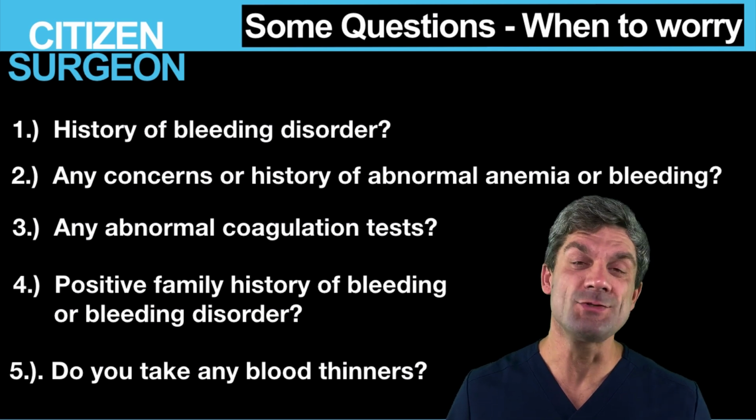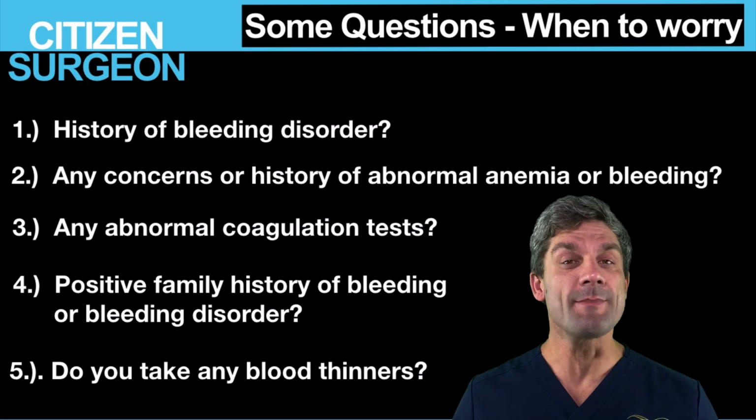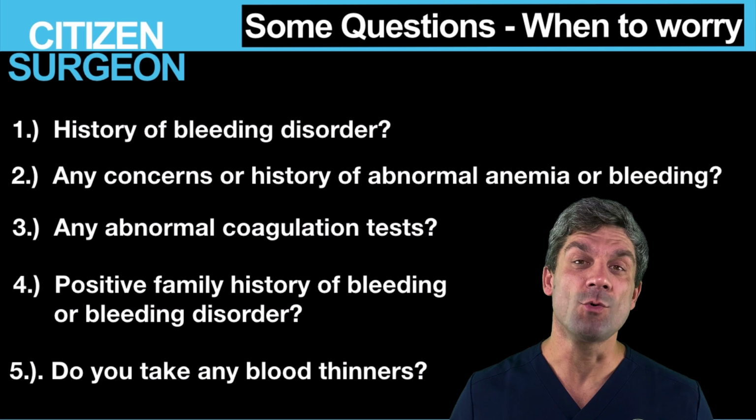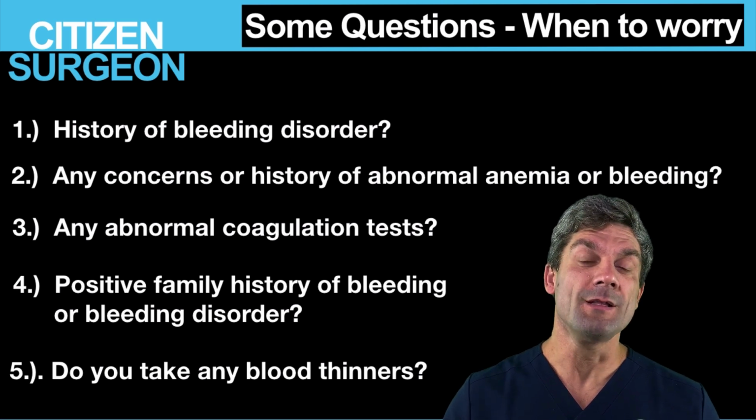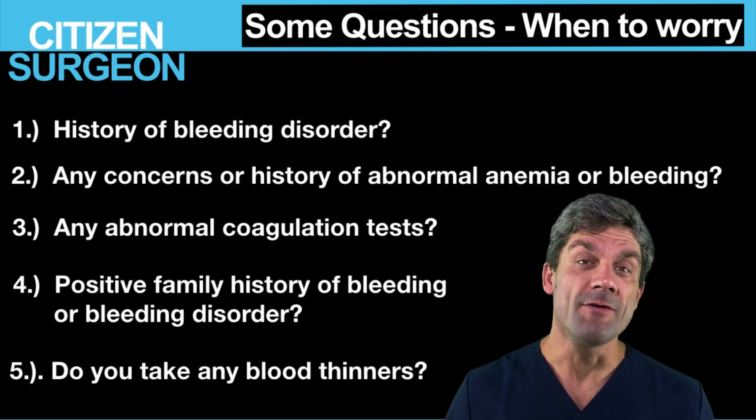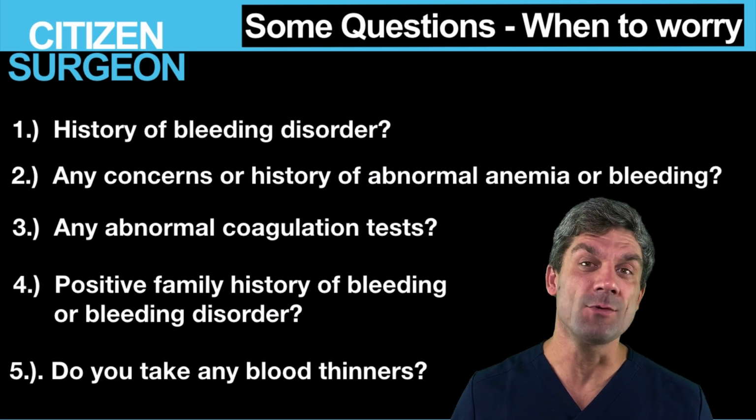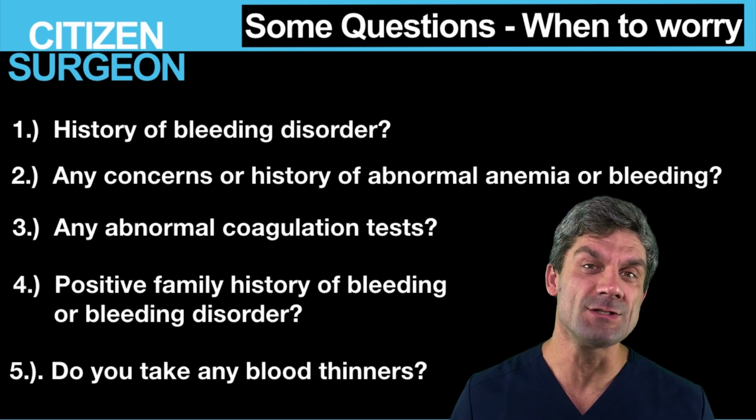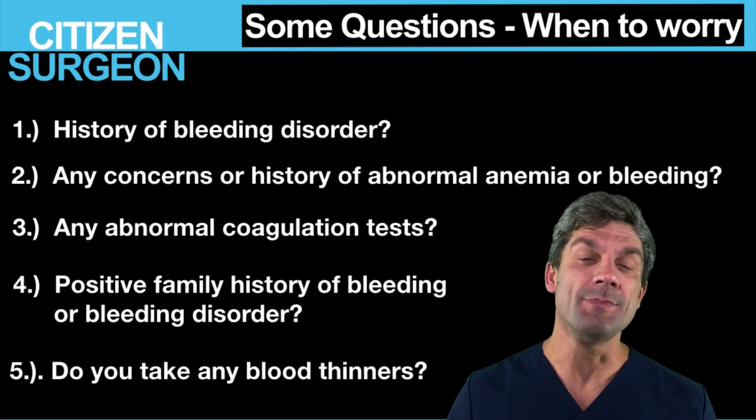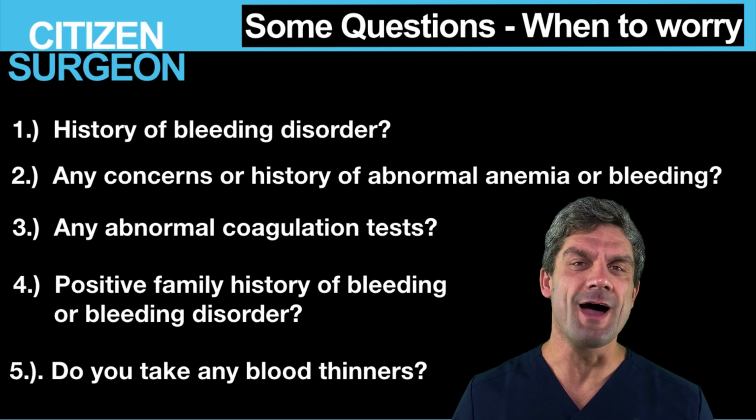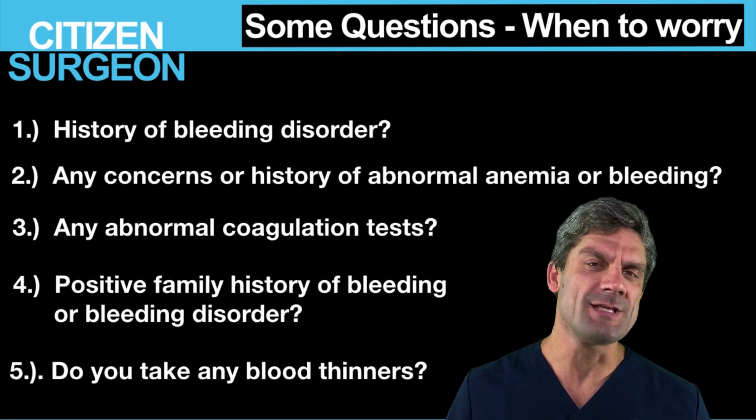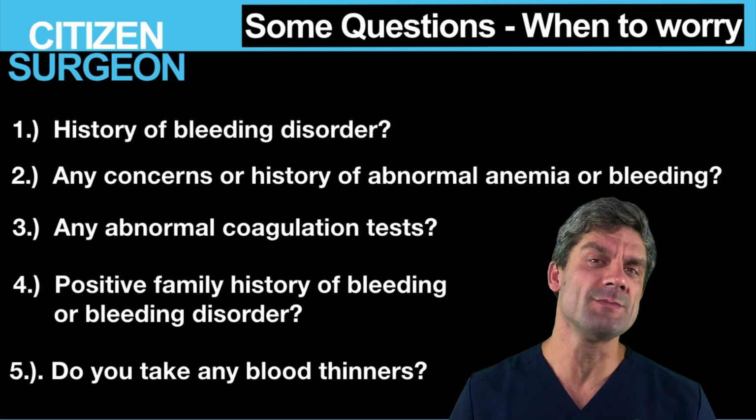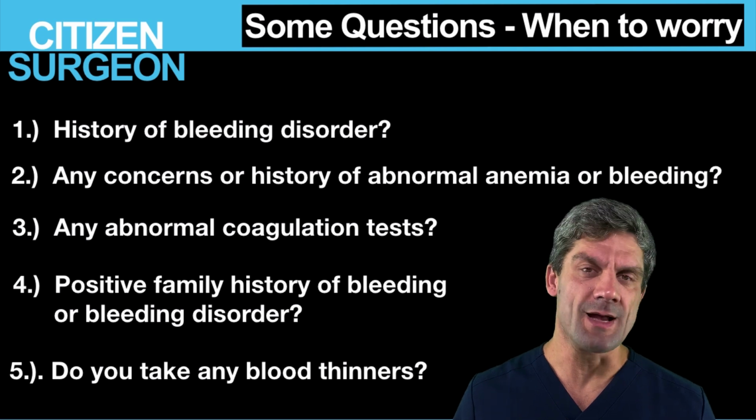Do you have a history of a bleeding disorder? They might say, oh yeah, I'm a hemophiliac, or yeah, I have von Willebrand's disease. Have you ever had any abnormal anemia or any abnormal low blood counts or any history of bleeding? Have you ever had any abnormal bleeding tests or any abnormal coagulation tests? Is there a family history of a bleeding disorder? And finally, do you take any blood thinning medications? These are 5 easy questions to ask the patient. It just takes a moment, and this will really save you if that patient says, oh yeah, I had my wisdom teeth taken out and it just wouldn't stop bleeding afterwards.